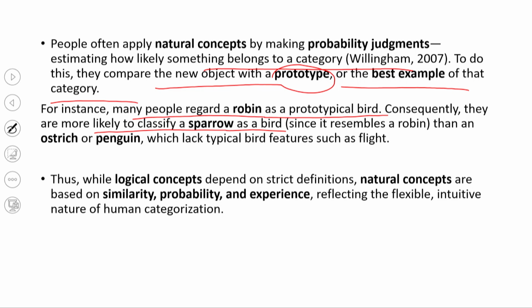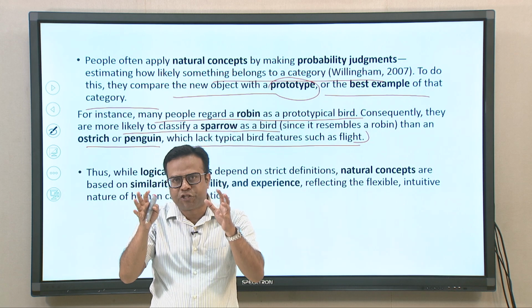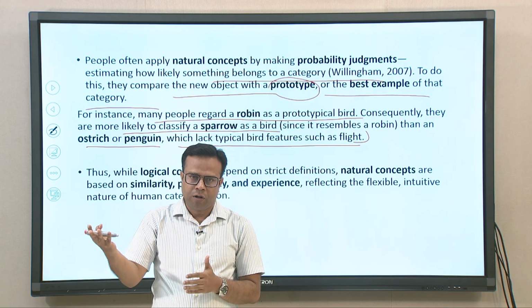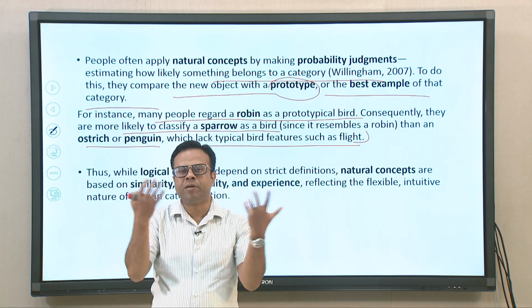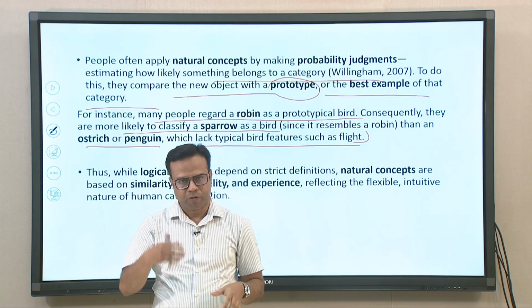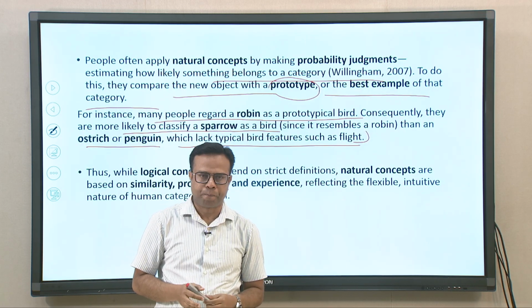But when we see other birds like the ostrich and penguin, we may find it difficult to classify them as birds because they do not fit the prototype of a bird, but still scientifically they are birds. So, many times in real life we do not use very specific definitions or criteria of a concept, which may exist but we may not know. Instead, we often use probability judgments to categorize objects under certain concepts. That is the example we gave here.